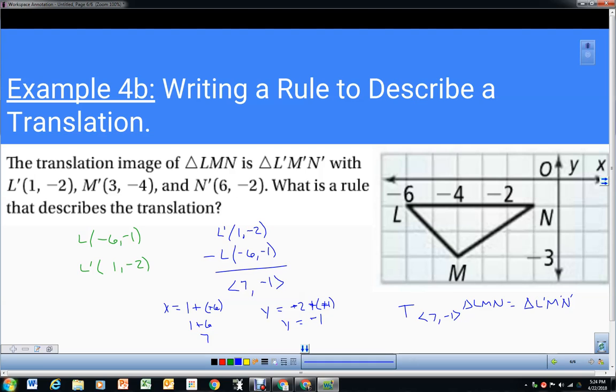So when you subtract here, this becomes 1 minus a negative 6, which becomes positive 6, and so we get 1 plus 6 is 7. Negative 2 minus a negative 1 becomes plus 1, and negative 2 plus 1 is negative 1. So our result here for our rule is going to be positive 7 on the x and negative 1 on the y. So that means we're going to move 7 to the right, and we're going to move down 1.